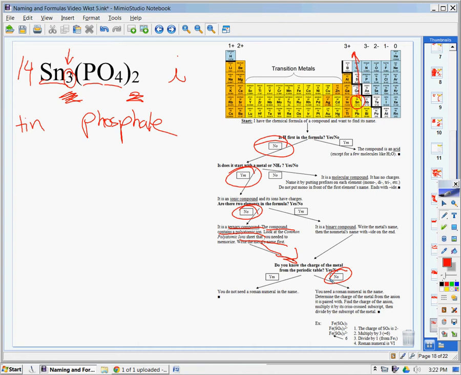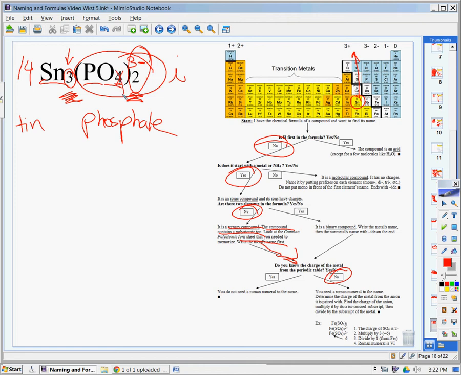In order to find the Roman numeral, you need to know the charge of the anion. So we got to know the charge of the phosphate part. Phosphate's 3 negative, 3 minus. All right, how many phosphates are there? There's 2 of them. There's not 4 of them.